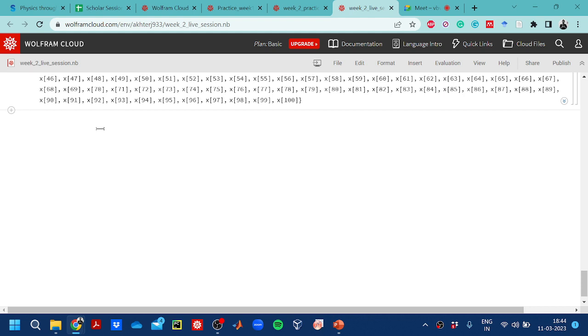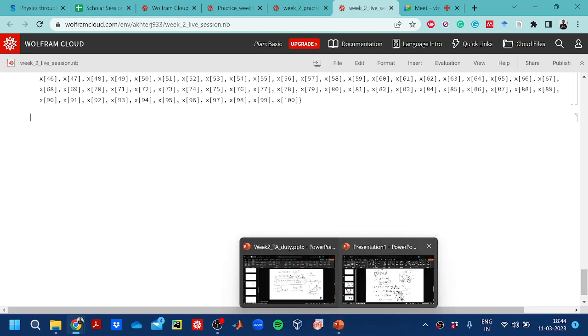So we'll basically plot both the equations. So plot. So let us first write down our equations. That will be easy.